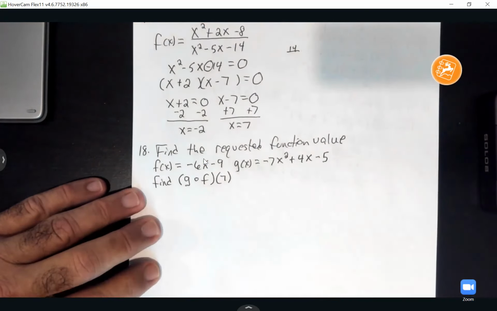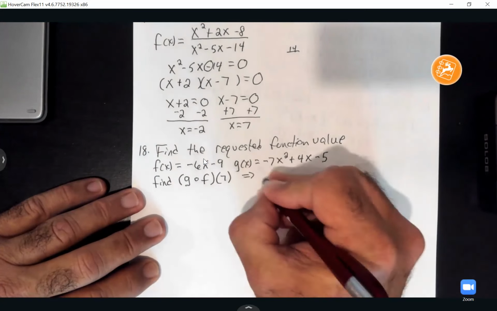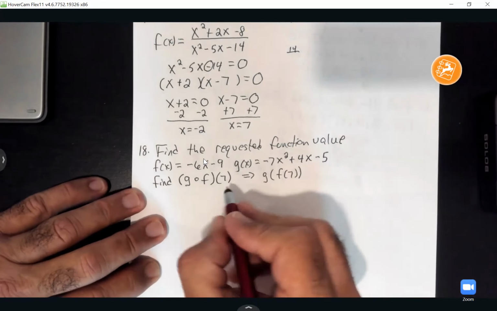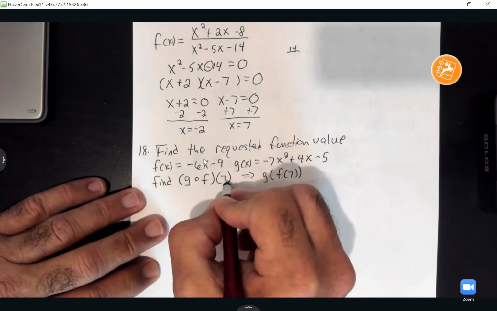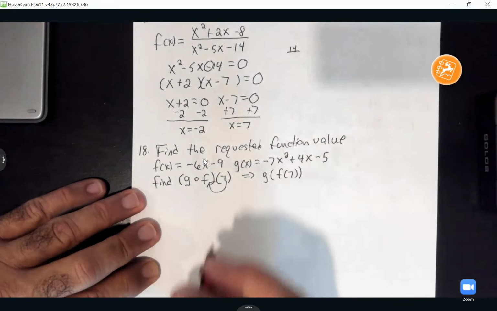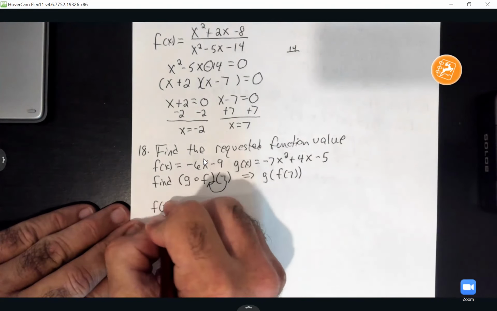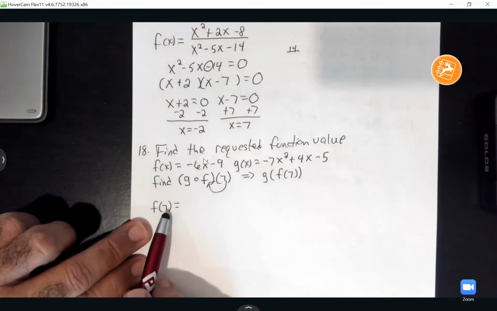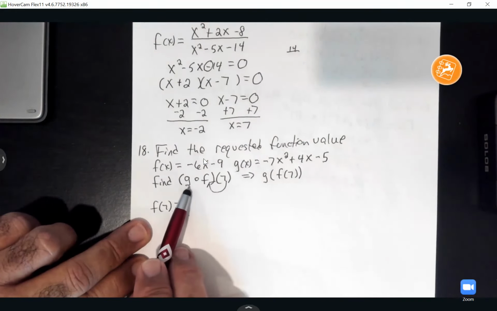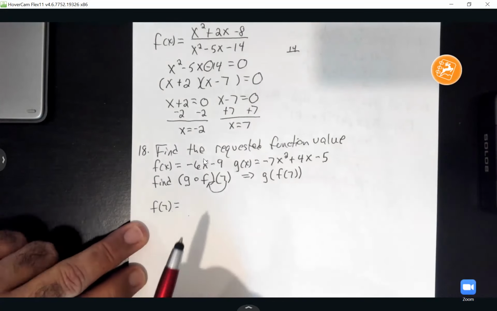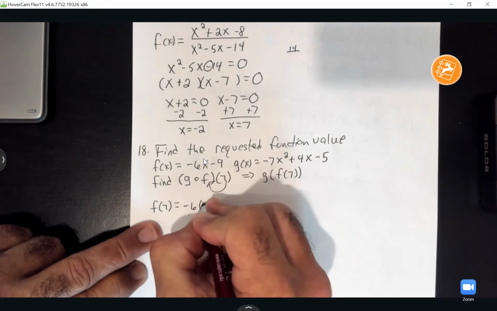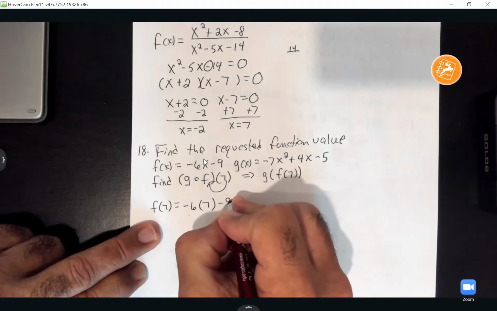So y'all, here's how this is going to work. Remember, this is just like a G of F of 7. So the first thing we're going to do is take this 7 and put it into the F equation. So we're going to find F of 7 first. Once I figure out what F of 7 equals, I'll take that answer and plug it into my G. So F of 7 will be -6 times 7 minus 9.